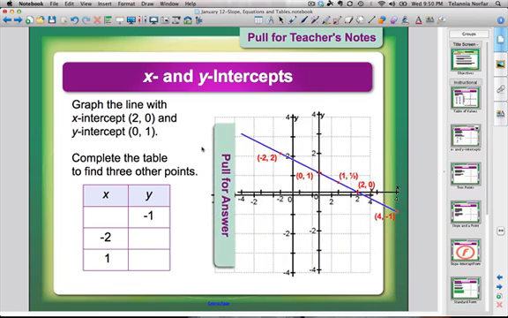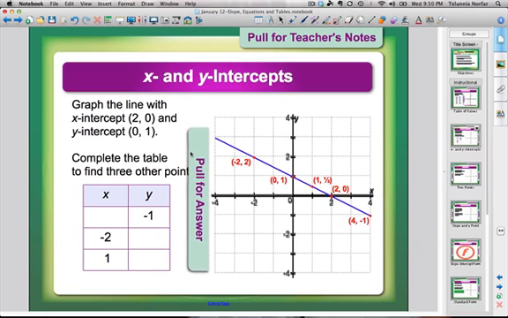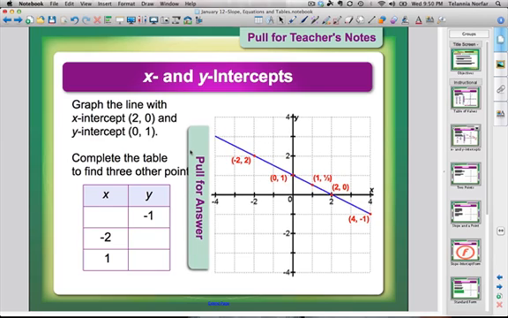Okay, let's see. Good job. Good job if you notice that -2 also has 2 for the y value, and that the y-intercept was 0, 1. If you plotted that point correctly, great job. But this was a hard one.